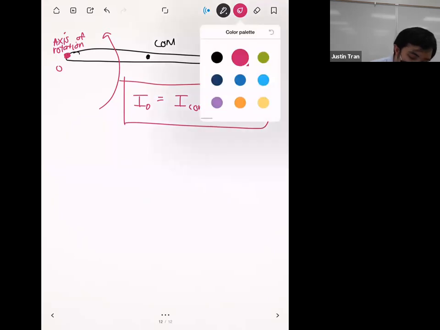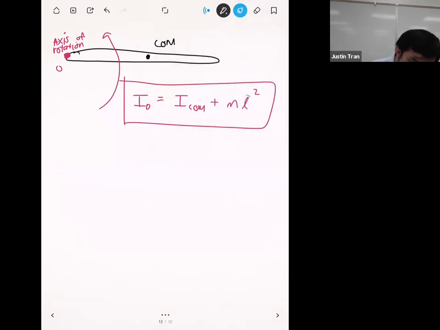And so the L that's here is this distance. Whatever distance we moved away from the center of mass to the new axis of rotation, we have to multiply by that. So this I_O right here is the new moment of inertia.